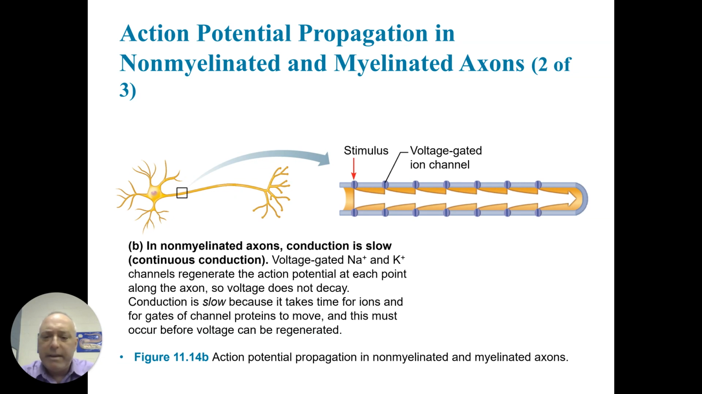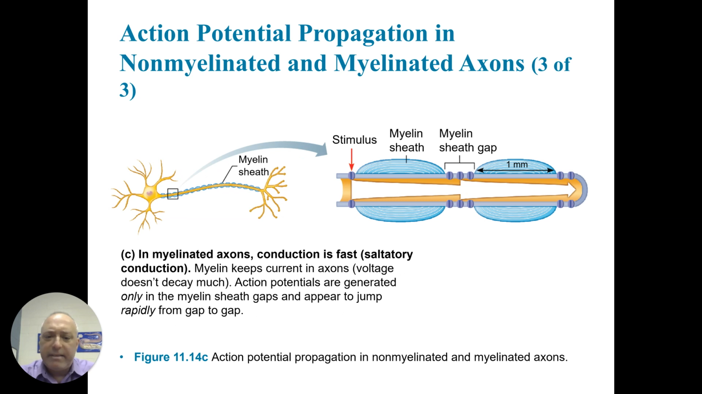So in non-myelinated axons, the conduction is slow. And in myelinated axons, the conduction is fast. The reason it's fast is what I mentioned before. It's called saltatory conduction, where the depolarization can jump the myelin sheath. It just hops right over it and then depolarizes in between, and then it hops over that next myelin sheath. And so it jumps over these myelin sheaths, which greatly increases the speed of conduction.